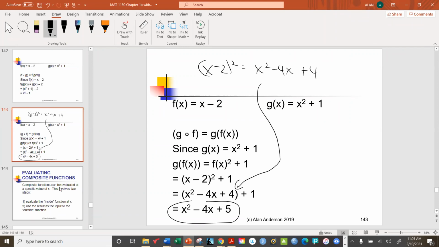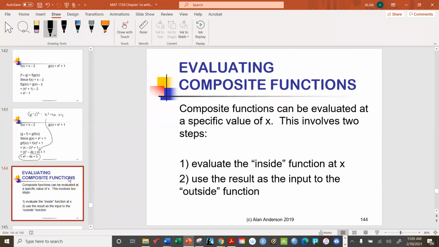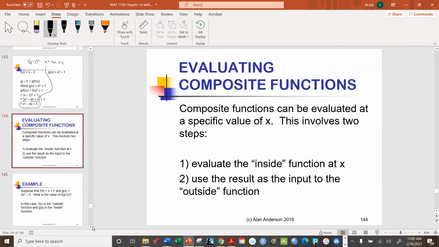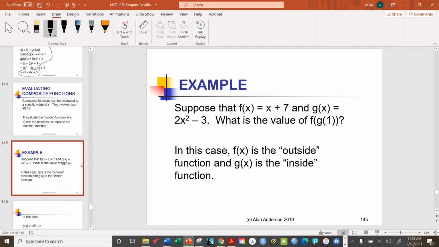Okay, now the next thing we want to be able to do is evaluate these functions, which means I want to not only have the actual composite function, but I want to evaluate it at a specific value for x. So in other words, when I'm done, I need to have a number. All right, let's try this one.